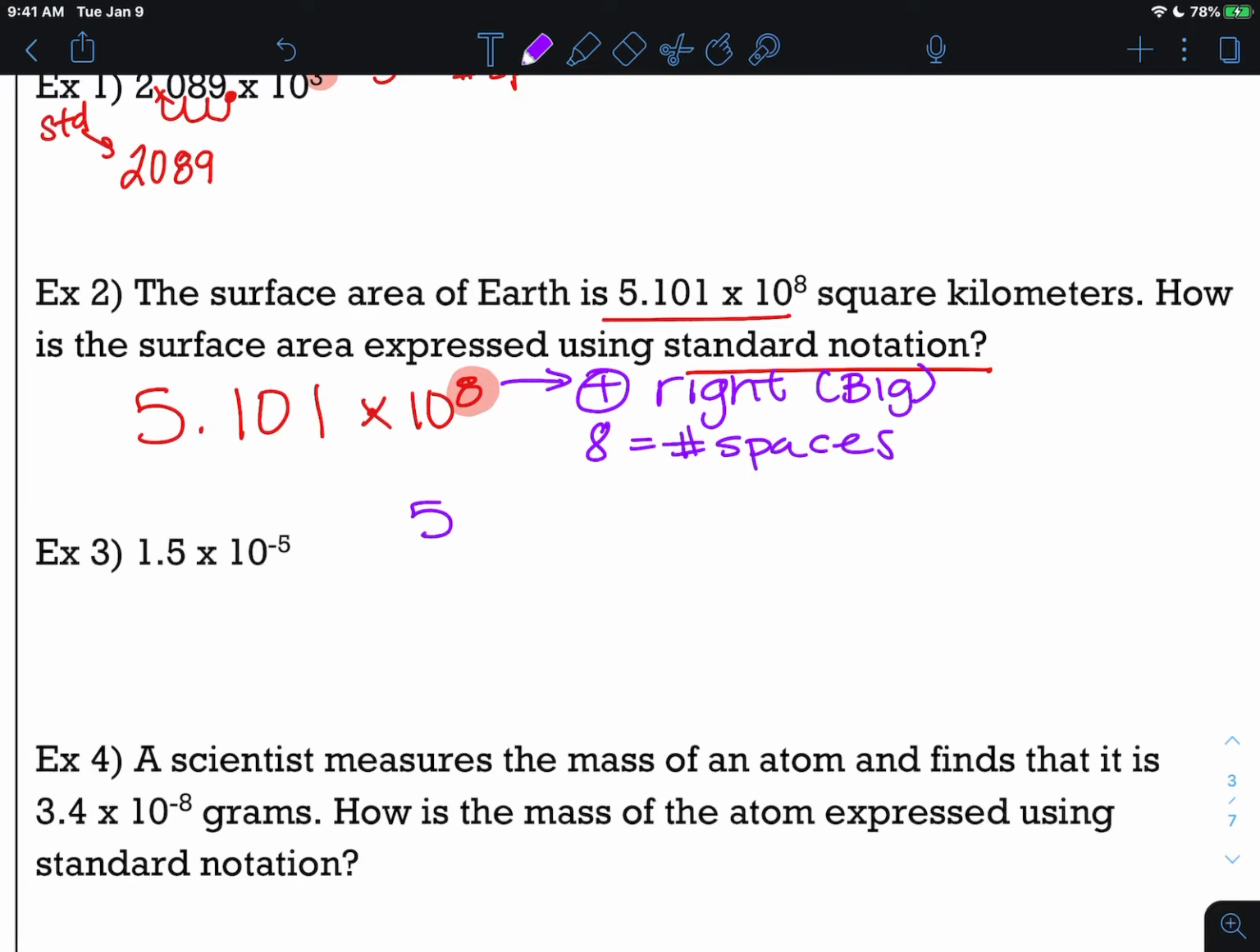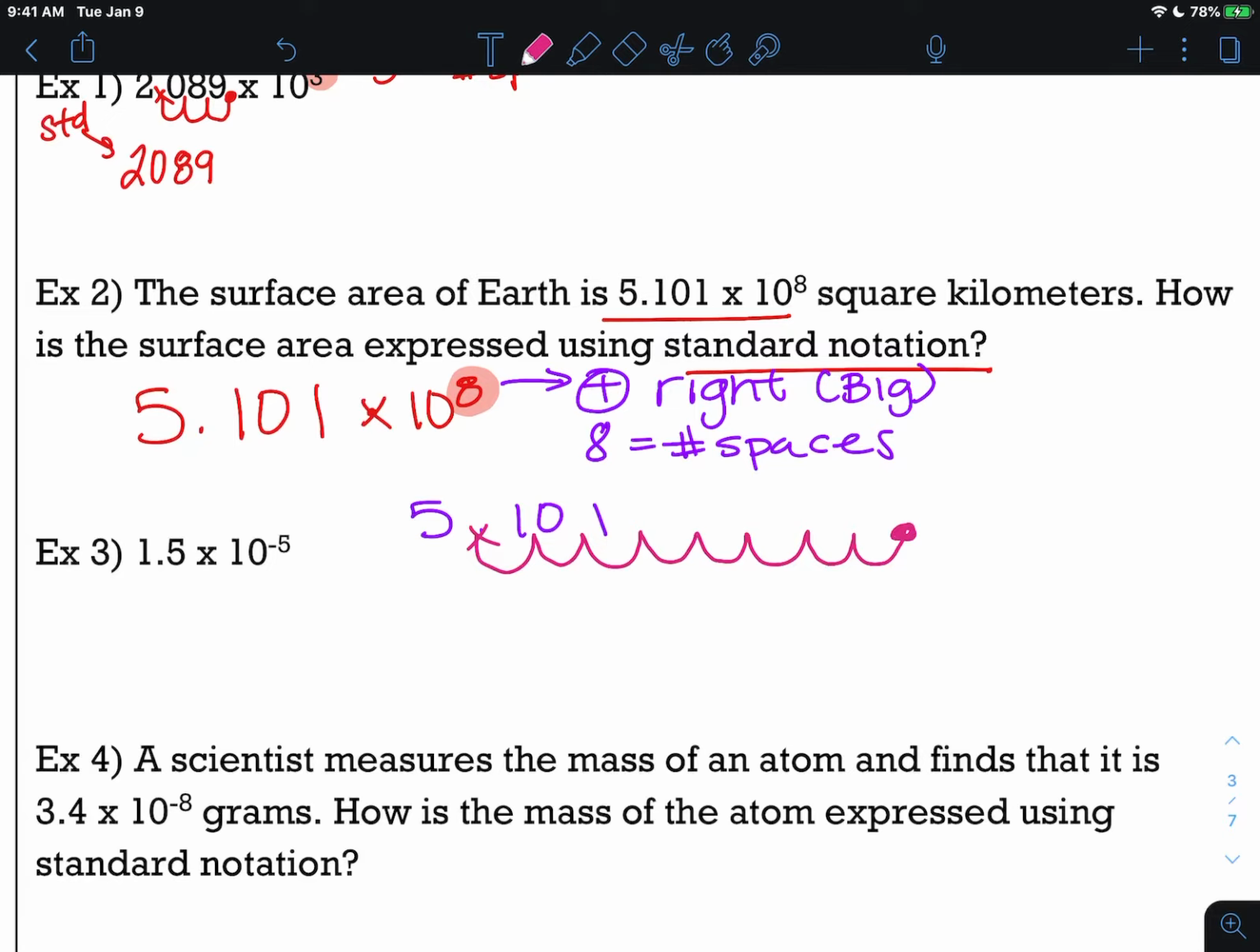So I'm going to take just the number. Now I'm going to find where my decimal is at. I'm going to put an X there. I'm going to move 8 spaces to the right. 1, 2, 3, 4, 5, 6, 7, 8. Okay. So now I have it. That's where my decimal should be now.